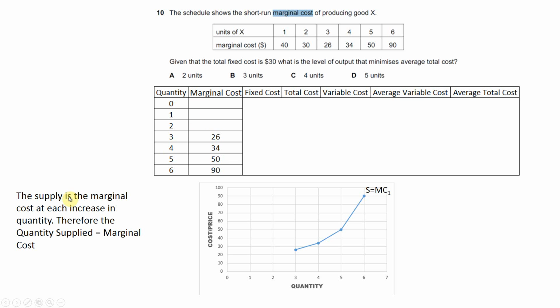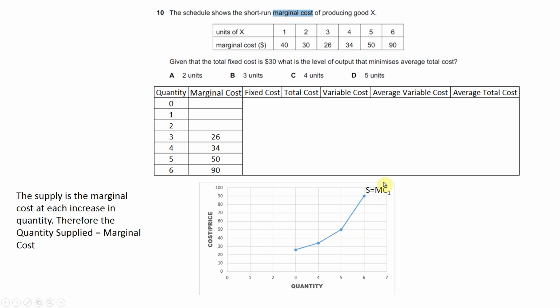So this word is another way to say equal from math class. Therefore, the quantity supplied is equal to the marginal cost. So here, from 2 to 3, the marginal cost is 26. From 3 to 4, the marginal cost is 34. From 4 to 5, the marginal cost is 50. From 5 to 6, it's 90. That defines the marginal cost curve. So therefore, the quantity supplied is equal to the marginal cost curve.